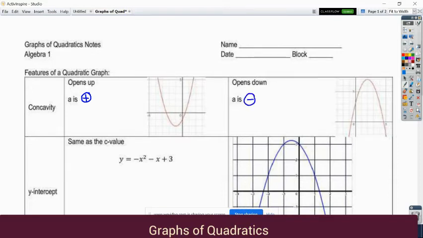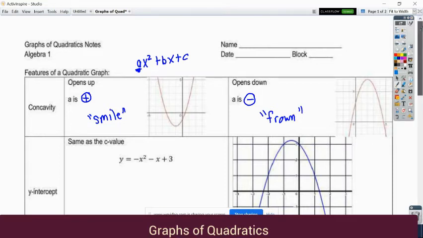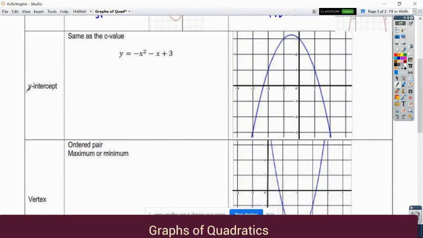So just like when we factor and we talk about that ax squared plus bx plus c model, we're talking about that a as your leading value. When it's positive, it's concave up, and this is where you're thinking about it looking like a smile. Again, if a is negative, it's going to be concave down, and this is where you're thinking about it as a frown.